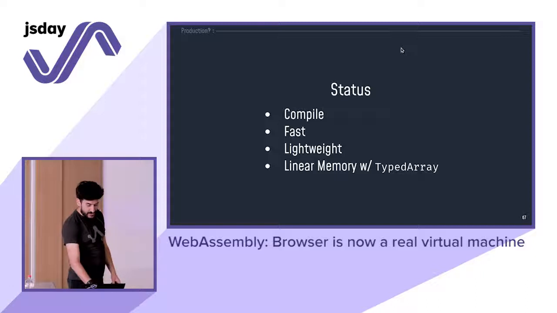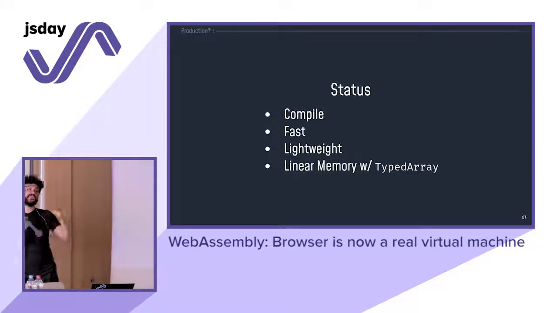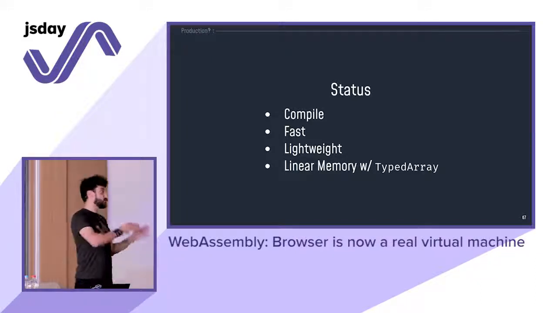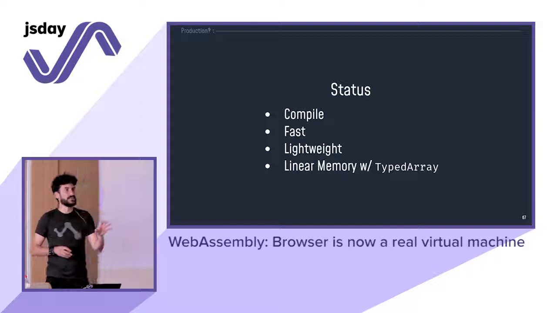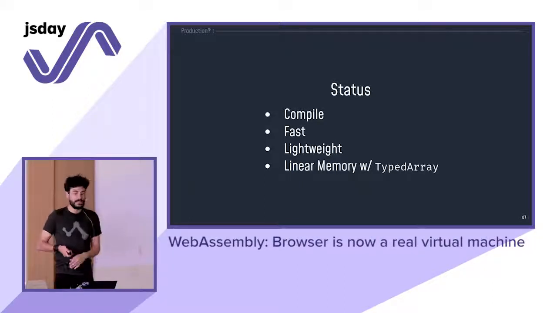So, what's the current status of WebAssembly right now? It compiles. It can be fast, as we see. It's really lightweight because the WASM code that is produced is really small, a really small footprint. We've got linear memory with typed arrays, so it's really fun.